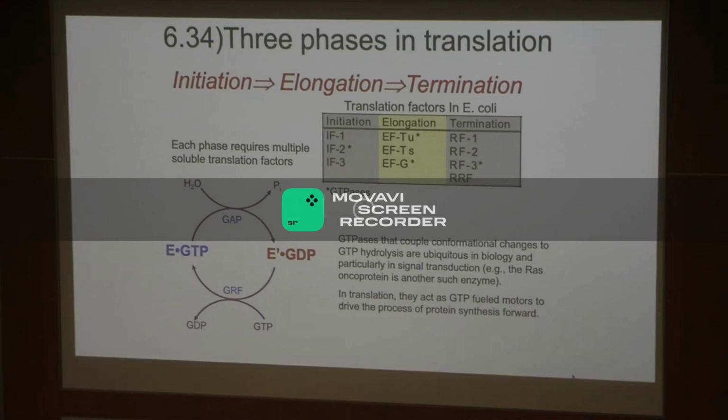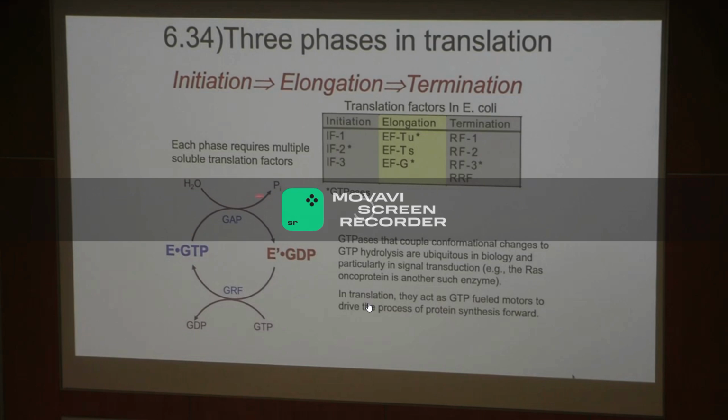GTP, and another prime conformation. We'll see examples of these conformational changes as we go. Okay, and so in its GTP bound form, this GTPase then can hydrolyze the GTP to GDP plus inorganic phosphate.